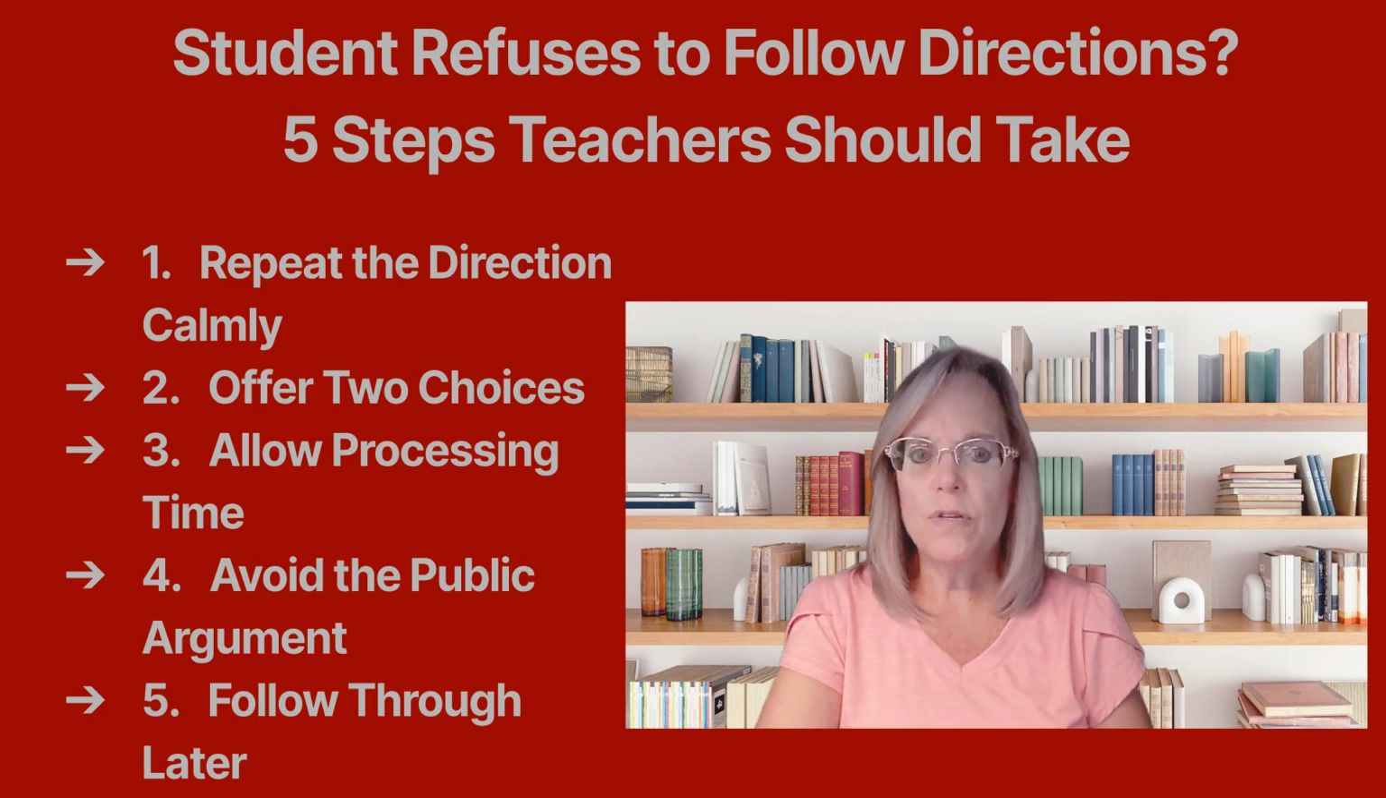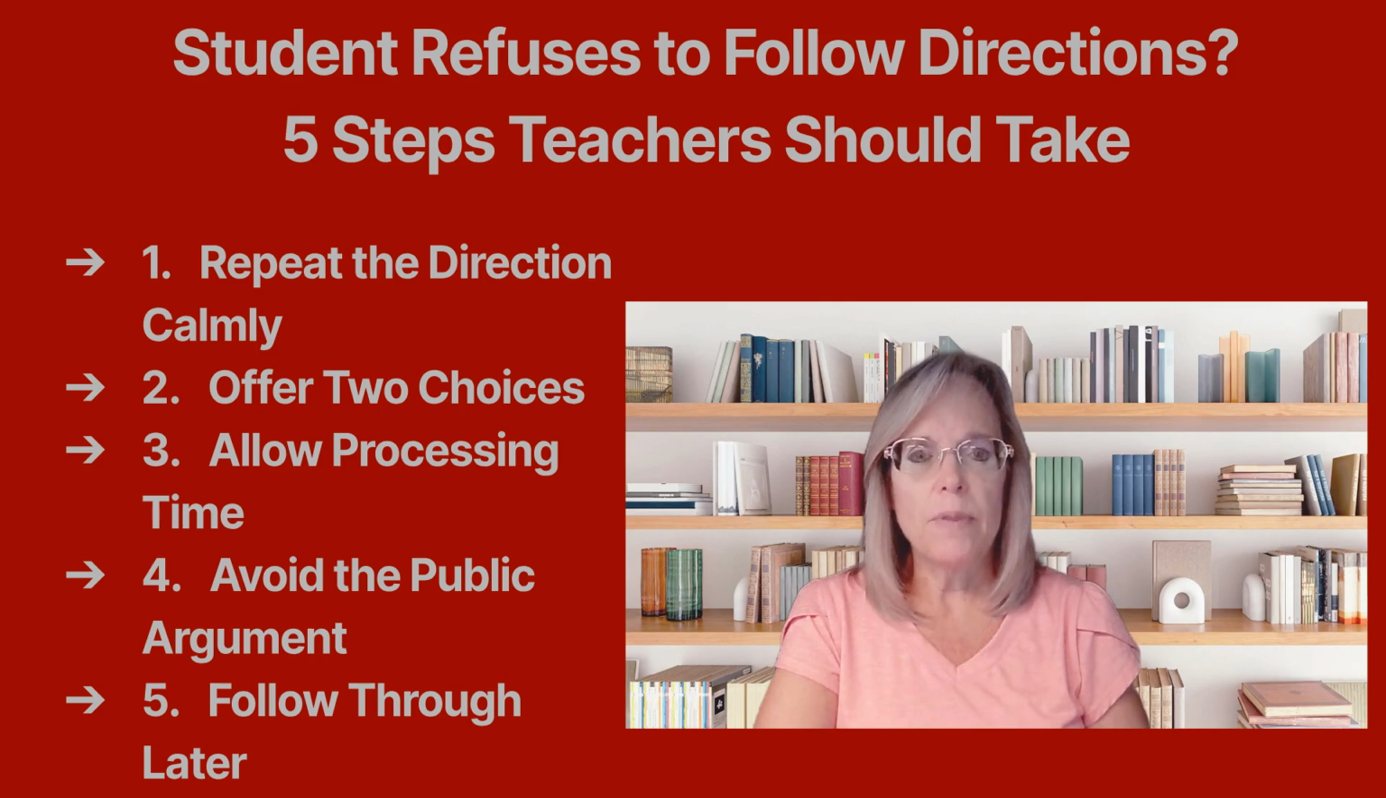When a student refuses to follow directions, remember these 5 steps. Repeat the direction calmly. Offer 2 limited choices. Allow processing time. Avoid a public argument. Then follow through after the class is stable. You do not need to overpower the student to stay in control. Calm, clear, and consistent responses are often more effective than louder consequences in the moment.